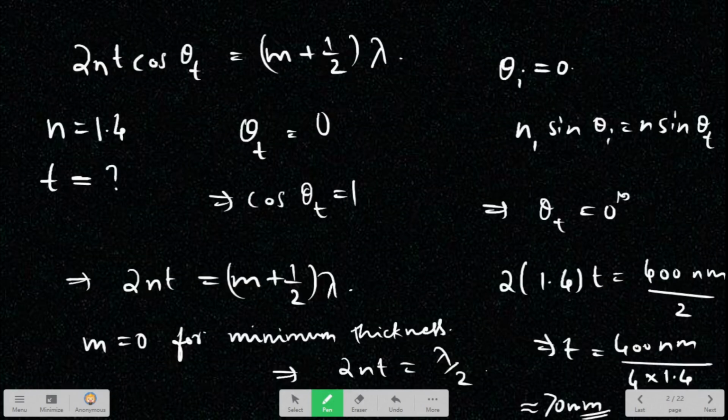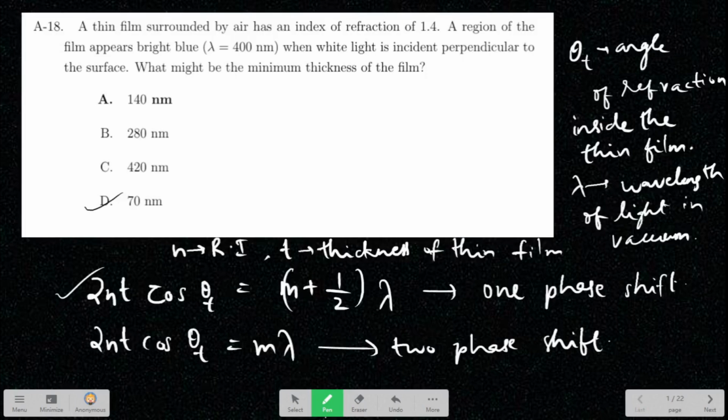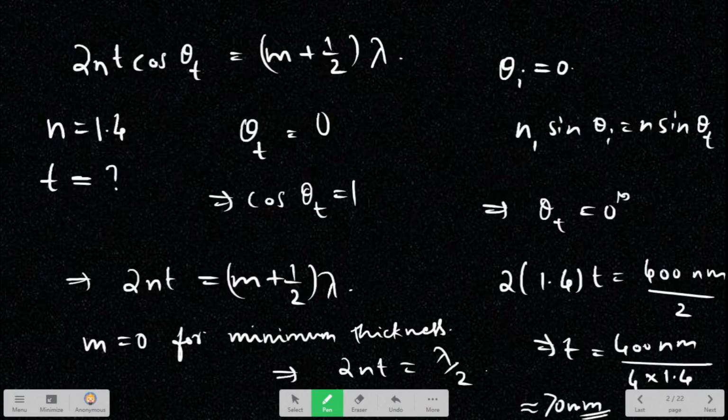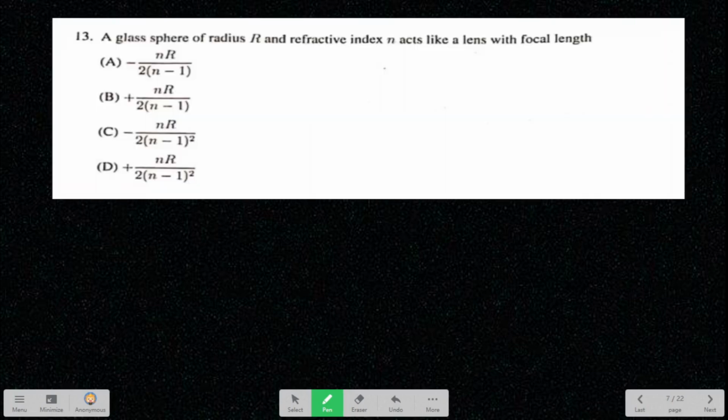By the way, the question that we solved earlier was from JEST 2022. I don't find any reason for the answer to be 140 nm. If you have any other thoughts, you can comment. Let's move on to the next question.